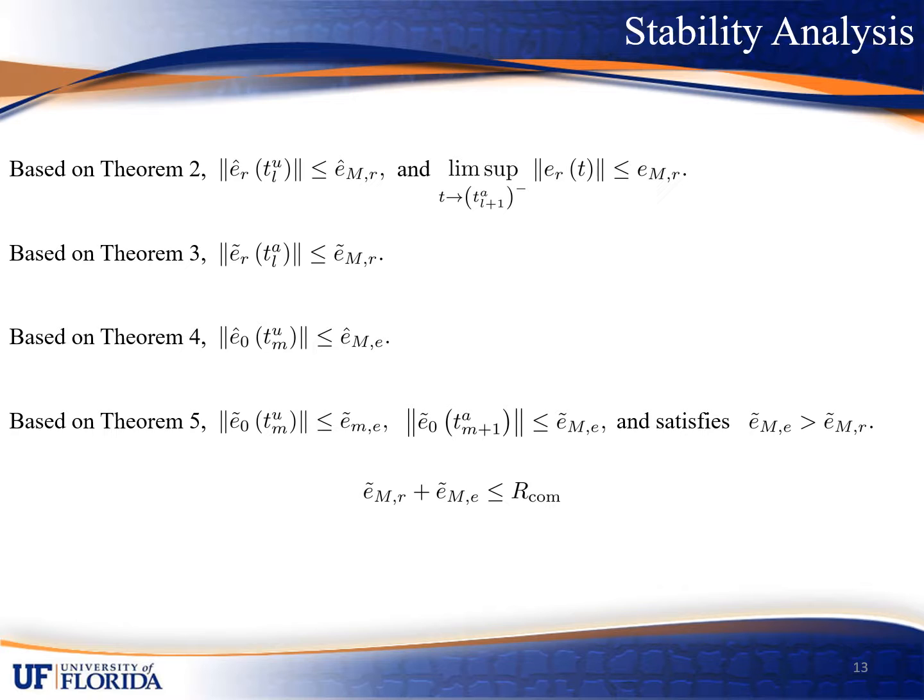Based on Theorem 4, we define E hat capital ME. This value dictates how large the estimated trajectory tracking error of the explorer leader can grow before the explorer leader has to communicate with the relay agent. Based on Theorem 5, we define E tilde lowercase me and E tilde capital ME, and we have to select E tilde capital ME to be greater than E tilde capital MR. This inequality will allow the relay agent to provide a better state estimate to the explorer leader. At last, we have to select E tilde capital MR and E tilde capital ME to be smaller than or equal to the communication radius of the relay agent.